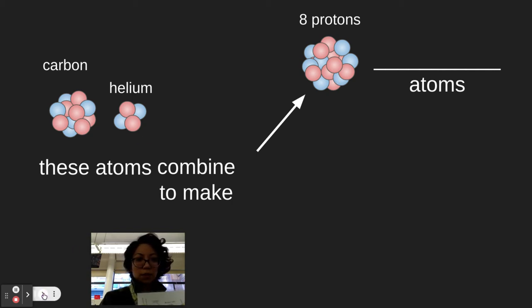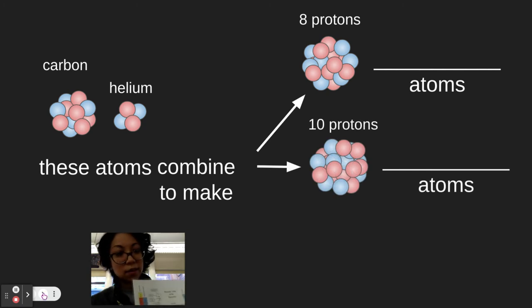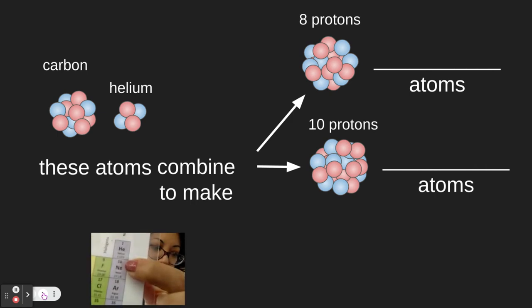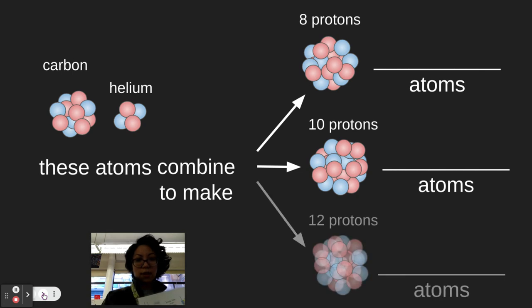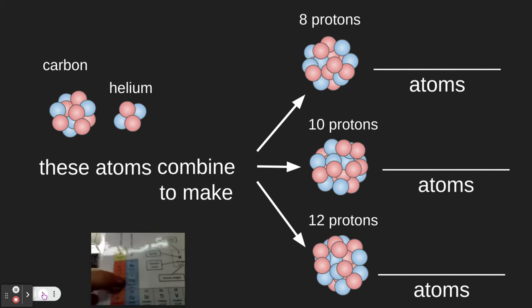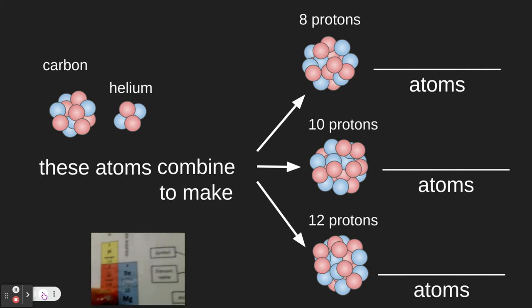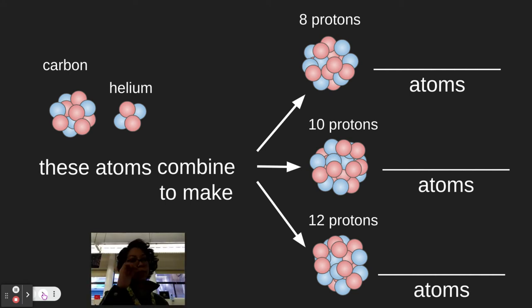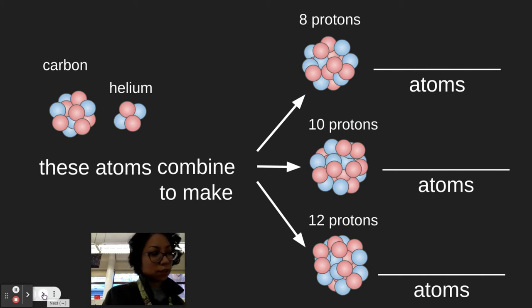These elements also combine to make atoms that have 10 protons, neon, and they make atoms that have 12 protons. Magnesium. Okay, so you're filling those 3 out on your notes page. This is really just practice using the periodic table.